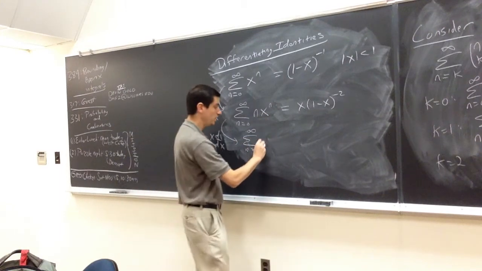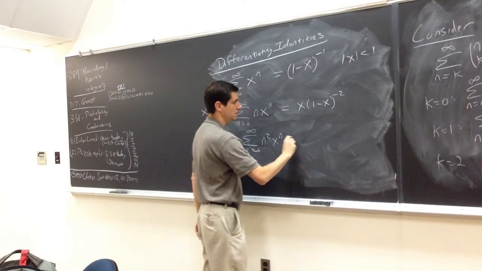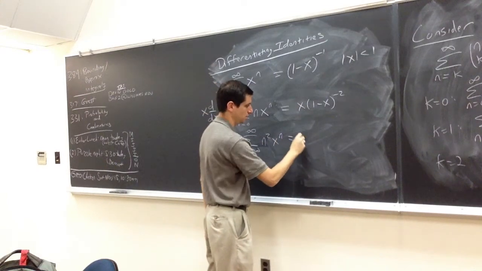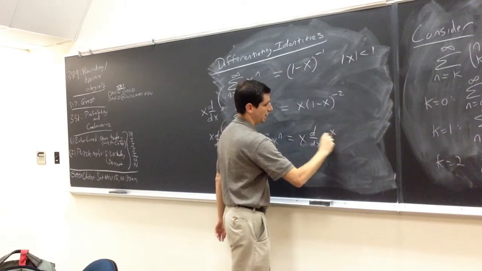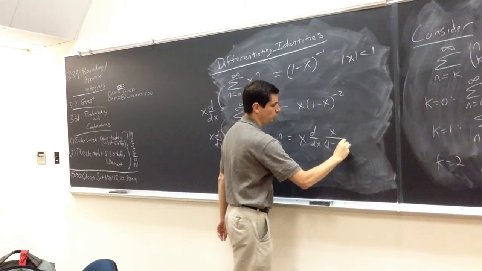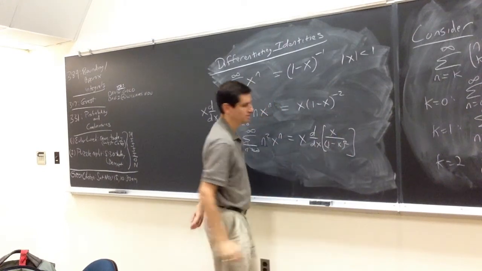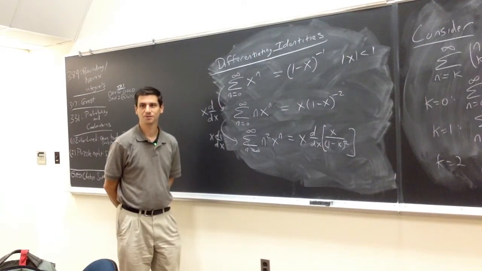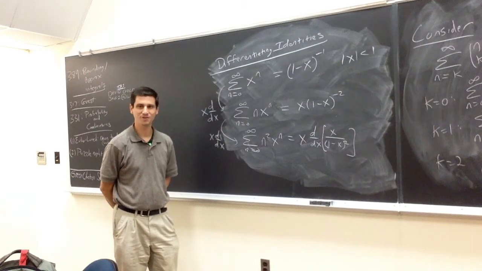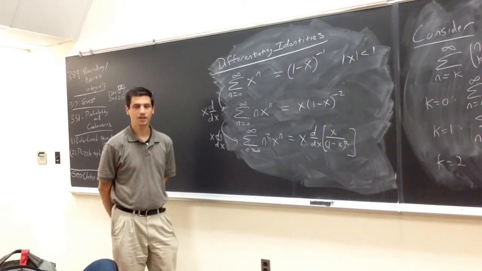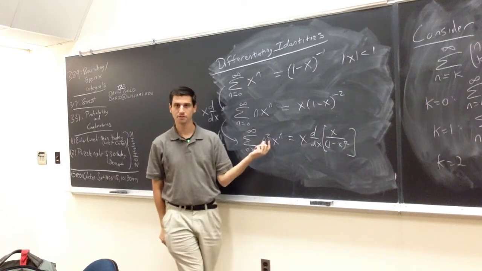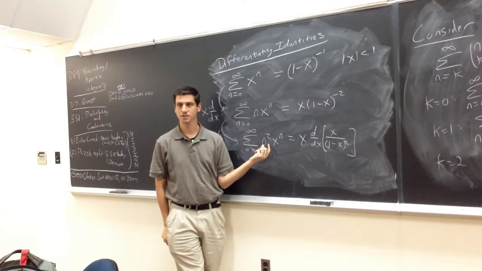I get n squared x to the n. Now, I've got x d by dx of x over 1 minus x squared. What rule do I get to use for this derivative? Quotient rule. Right? Quotient rule is usually pretty unpopular. Right? Do I want n squared? No, I want n times n minus 1.